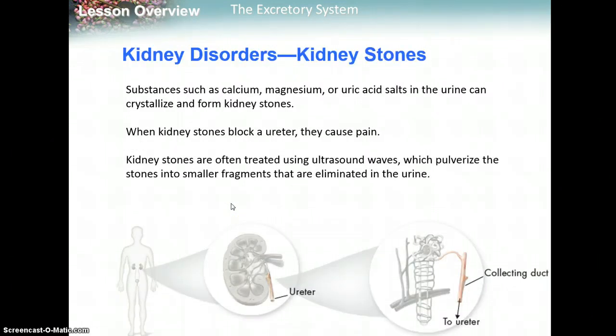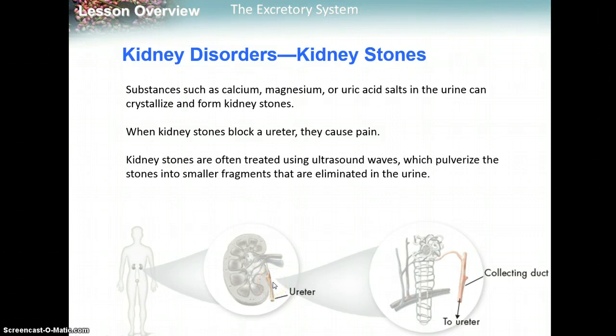Kidney stones, you may have known someone that has had kidney stones. This is not going to be something on the test, but you can have minerals like calcium or magnesium or uric acid salts that crystallize and form these kidney stones that get stuck in parts of your kidney or ureter. When kidney stones block a ureter, you cause lots of pain.